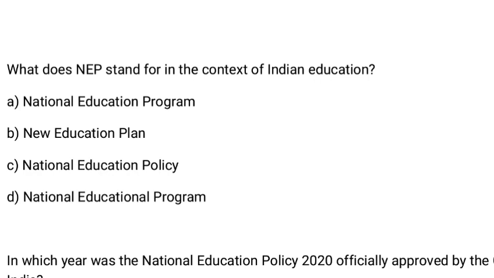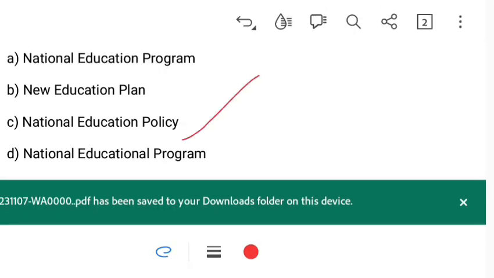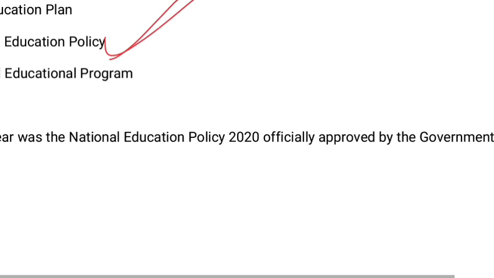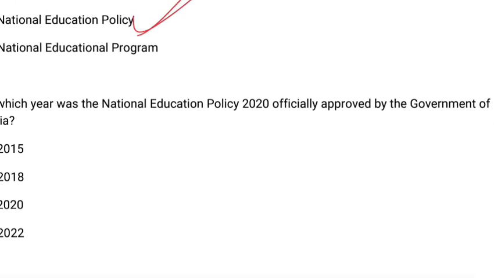So the first question is, what does NEP stand for in the context of Indian education? National Education Program, New Education Plan, National Education Policy, or National Educational Program. You have seen the options. Number C will be correct, that is National Education Policy. Similarly, number 2 says, in which year was the National Education Policy 2020 officially approved by the Government of India? 2015, 2018, 2020, 2022. From the question itself, we can make out that it is 2020. NEP 2020.